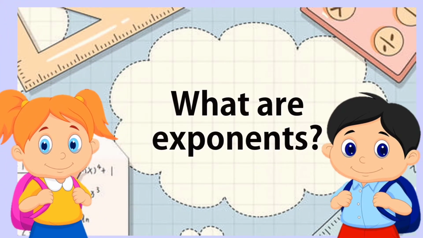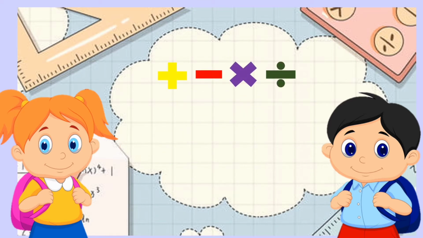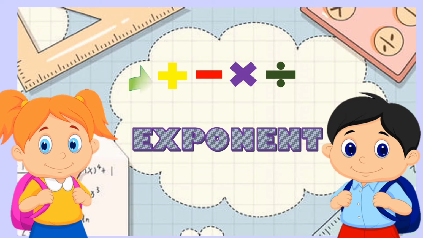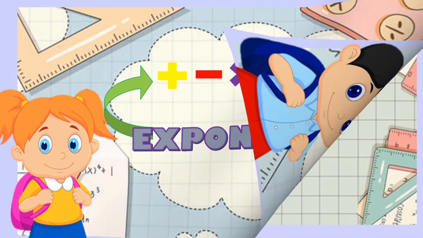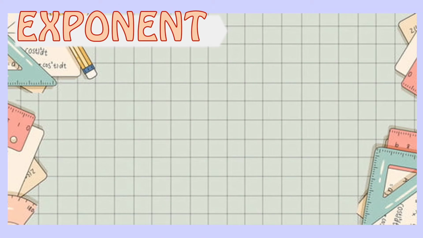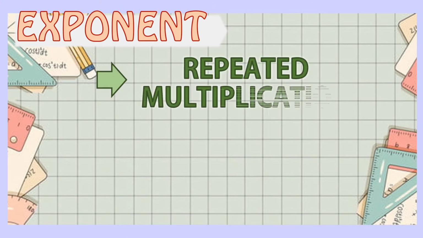So what are exponents? Well, just like the four arithmetic operations that we use in math, exponents are a type of operation. They tell us what to do with numbers. Exponents are basically repeated multiplication, same with the concept that multiplication is basically a repeated addition.